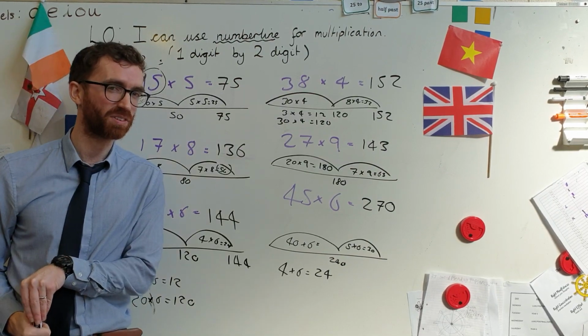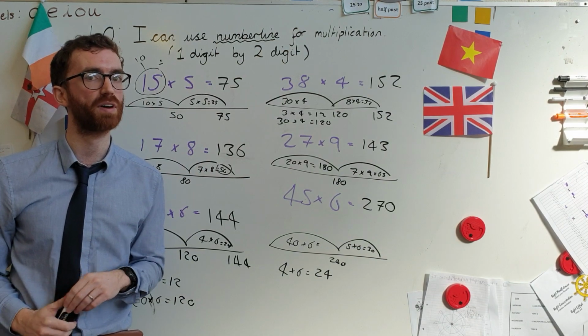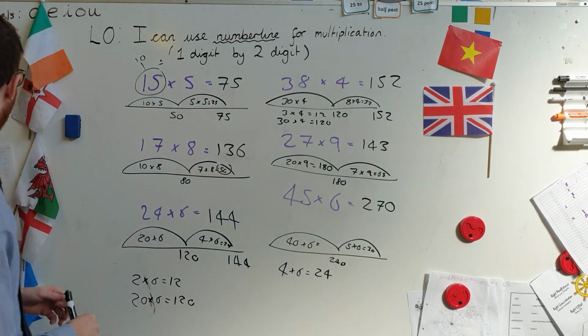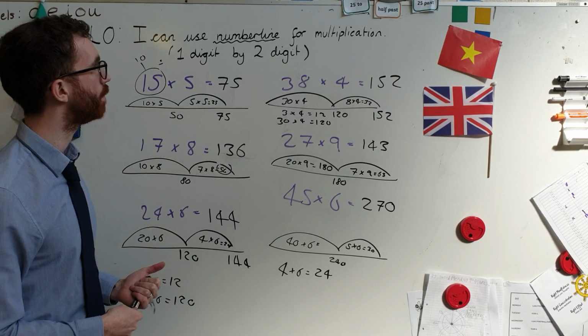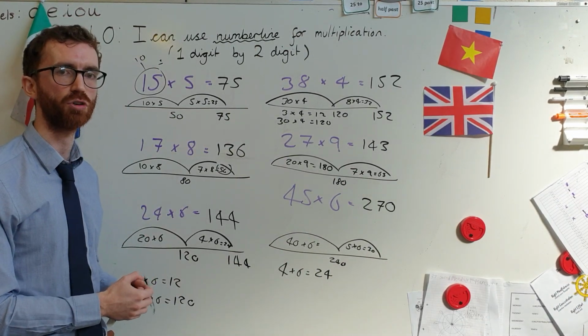What if Mr. Jordan's made a mistake somewhere? I want you to see if you can spot it and write it down in the comments below. If I haven't, that's fantastic. Brilliant. Number line for multiplication, 1 digit by 2 digits. We'll do another one to see what we do for 2 digit by 2 digit.